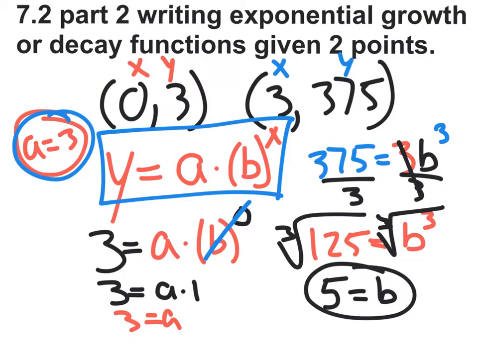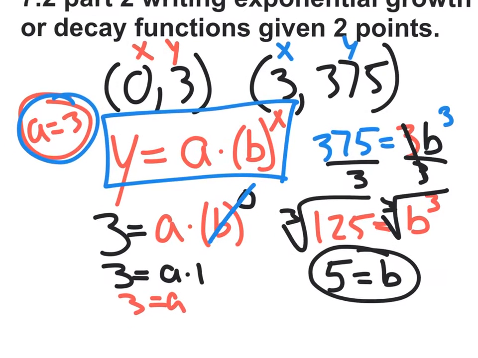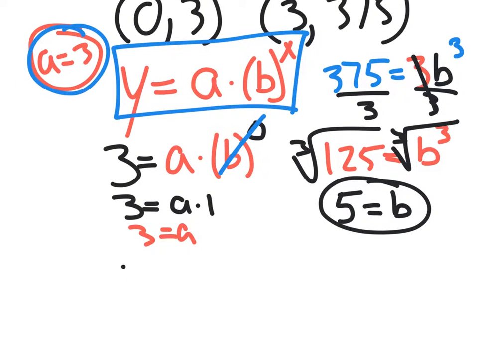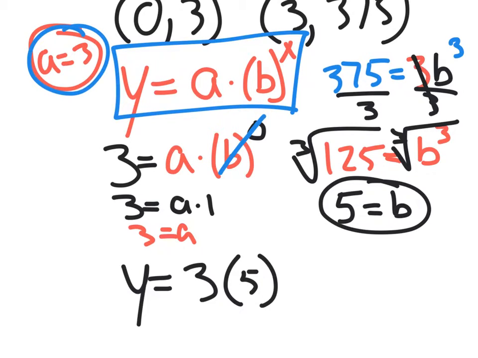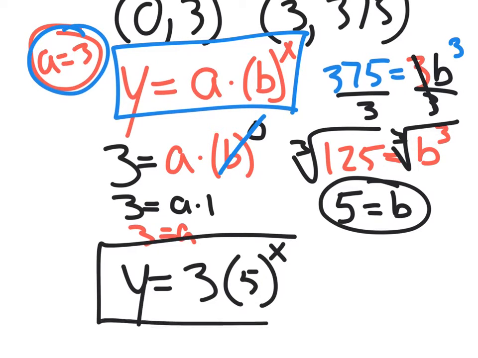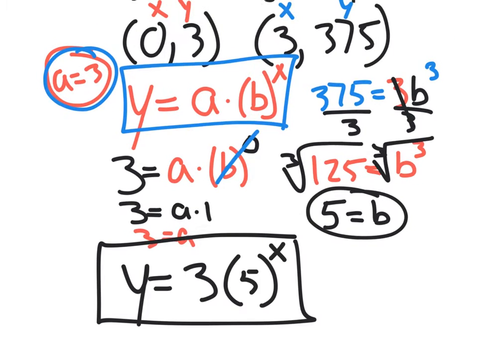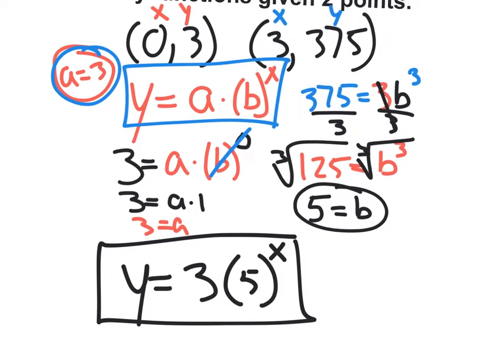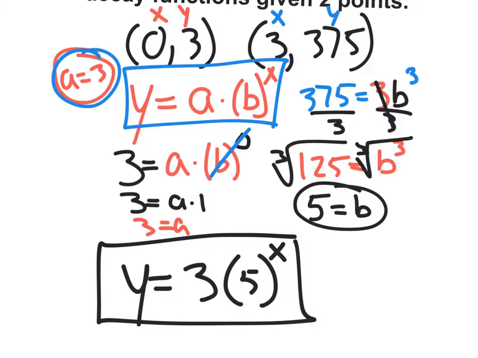Ladies and gentlemen, this is not your answer yet. They're asking for the equation, the exponential growth equation. So we're going to say y equals a times b to the x power. So our final answer will be y equals 3 times (5), might as well put that in parentheses to keep it clean, to the x power. This is your exponential growth function that actually passes through the above coordinates (0, 3) and (3, 375).